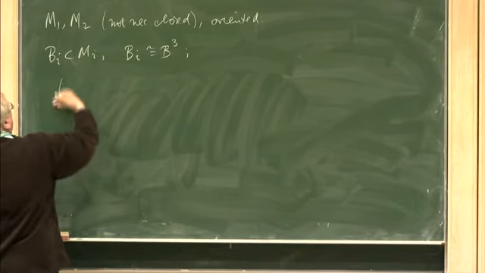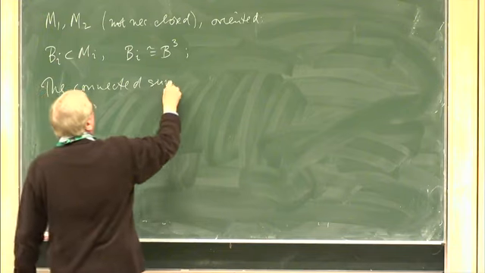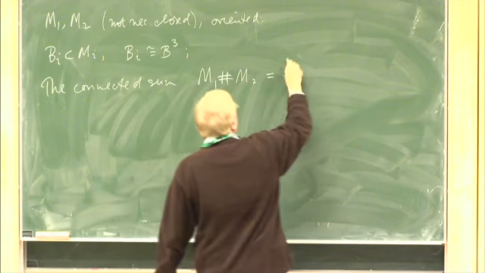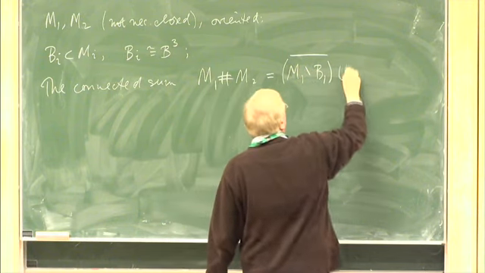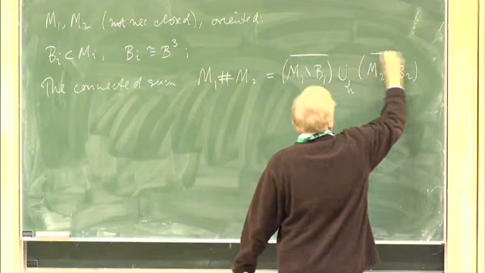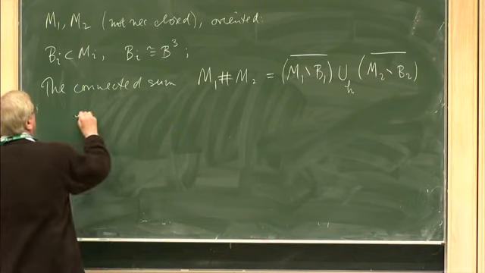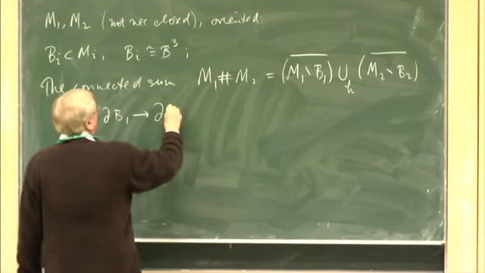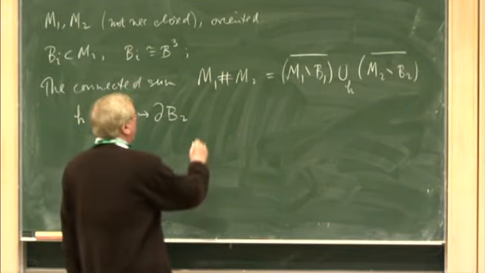So the connected sum of these two manifolds is, by definition, M1 minus B1 closure union over h M2 minus B2 closure, where h is a homeomorphism from the boundary of B1, the two-sphere that's the boundary of B1, to the two-sphere that's the boundary of B2. It's an orientation reversing homeomorphism.